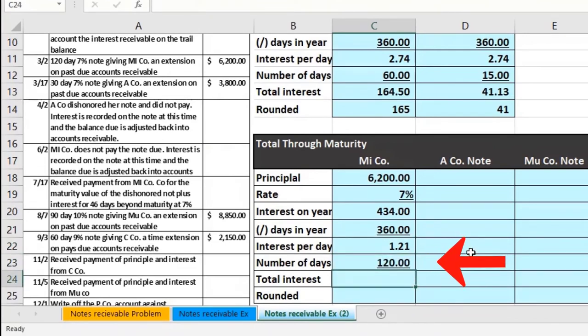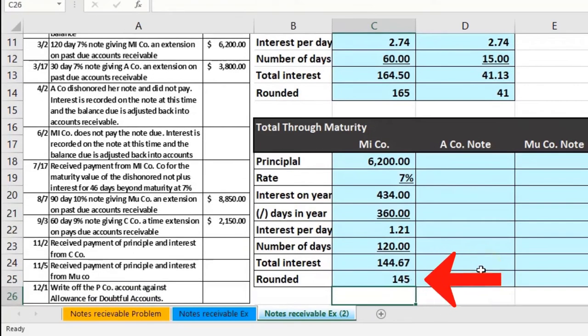And if there's $1.21 for 120 days, we multiply that out. We're going to say it is 1.21 times 120 days, which gives us 144.67. I'm going to then round that by just putting it in this cell, which is already formatted for us, saying equals that 144.67, rounding it to 145.